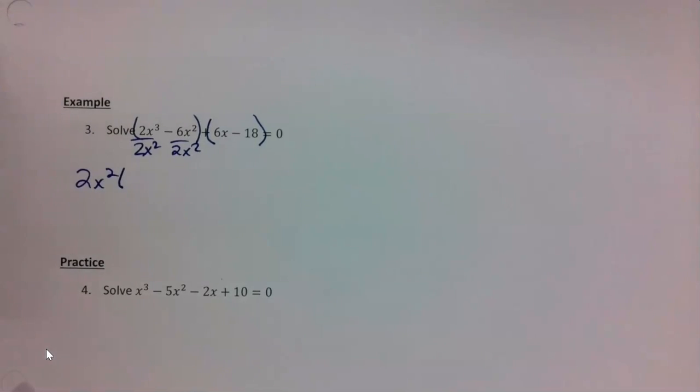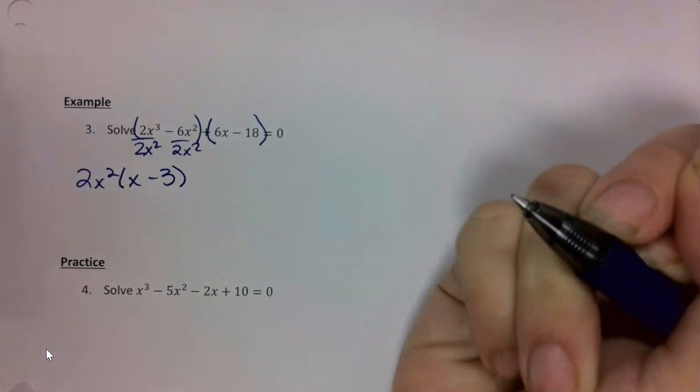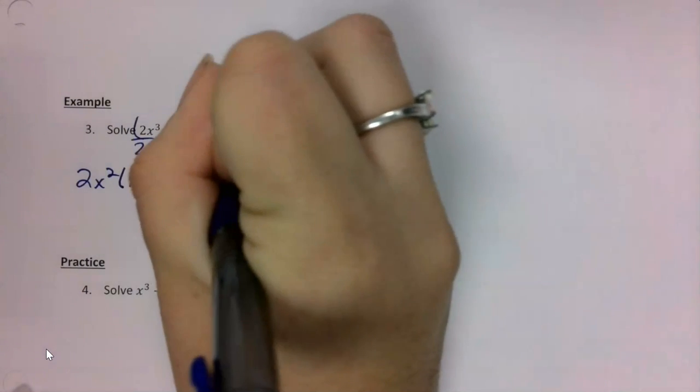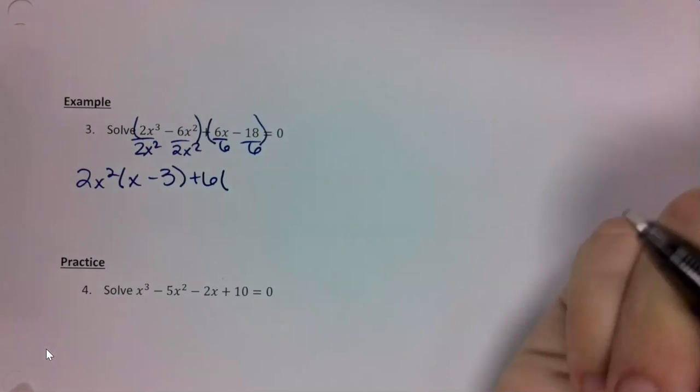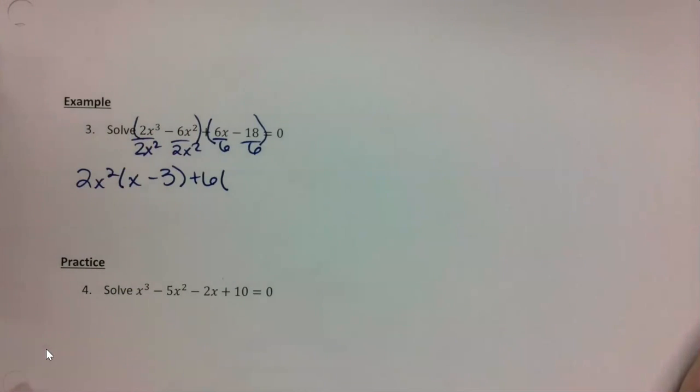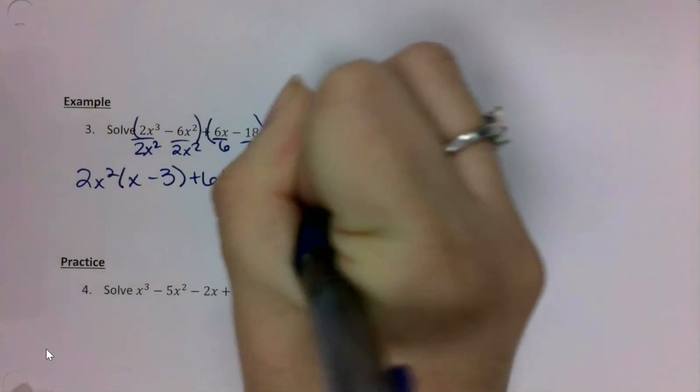So I'm going to write that out front. And then what am I left over? Okay, x minus 3. On my second group, what can I take out? I'm going to write plus 6 in between, and then parentheses, what I get left over. So what do I get left over? X minus 3 still equals 0.